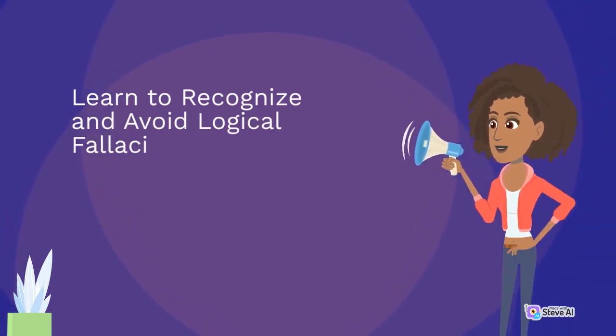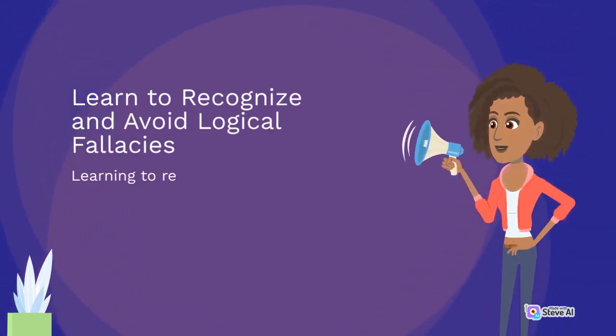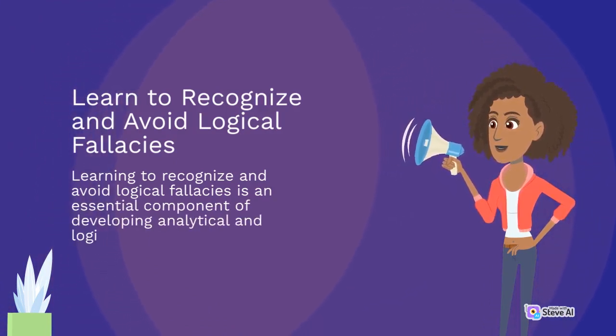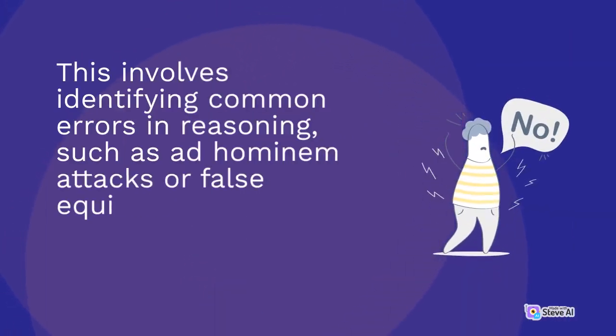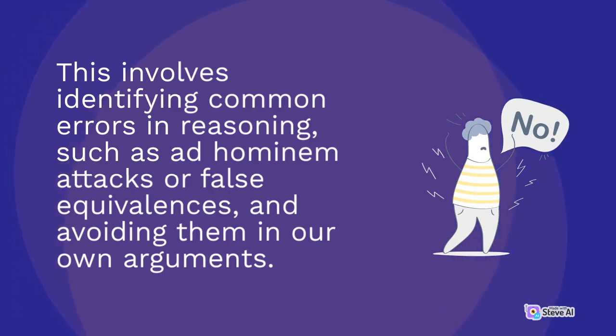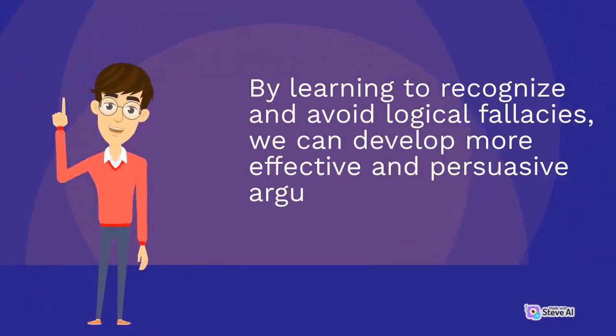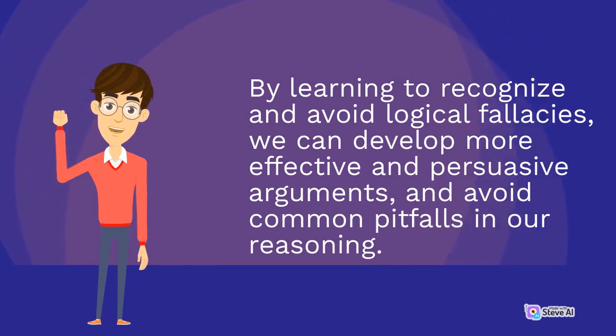Learn to recognize and avoid logical fallacies. Learning to recognize and avoid logical fallacies is an essential component of developing analytical and logical reasoning skills. This involves identifying common errors in reasoning, such as ad hominem attacks or false equivalences, and avoiding them in our own arguments. By learning to recognize and avoid logical fallacies, we can develop more effective and persuasive arguments, and avoid common pitfalls in our reasoning.